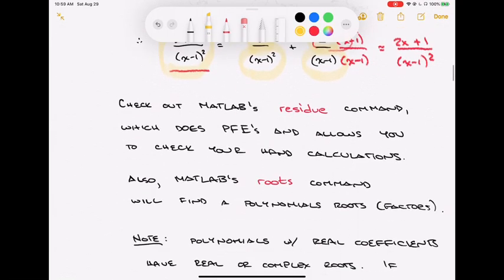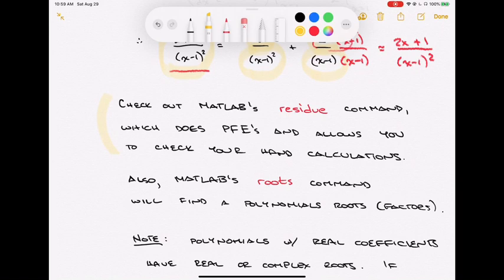Okay, so something else that you might do as well is check out MATLAB's residue command. If you do help residue in the MATLAB command line, it'll tell you all about the residue function. The residue function basically does a partial fraction expansion for you, and it allows you to check your hand calculations. I still want you to be able to do a hand calculation. You should be able to do these by hand. You should understand the process that's involved in doing a partial fraction expansion. But if you're sitting there on a homework and you're wondering whether or not you did it right, that MATLAB residue command makes a really easy way of checking out your result.